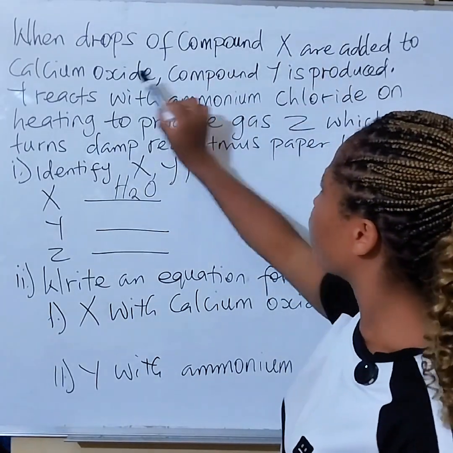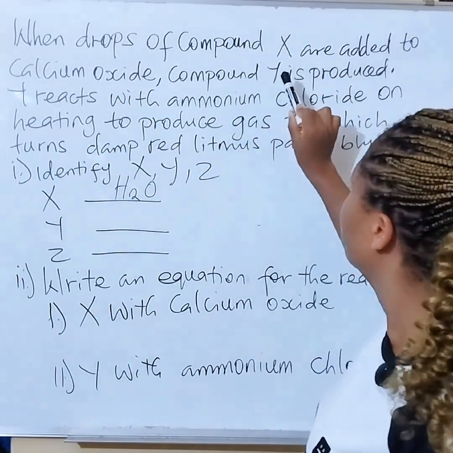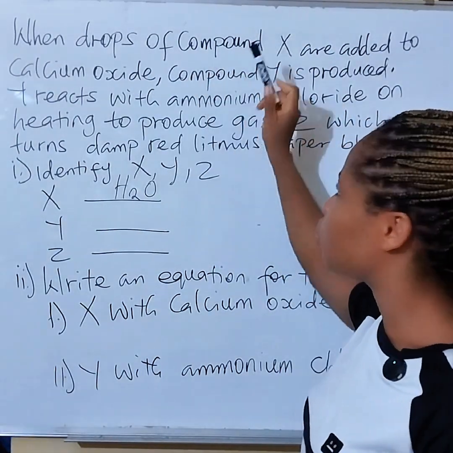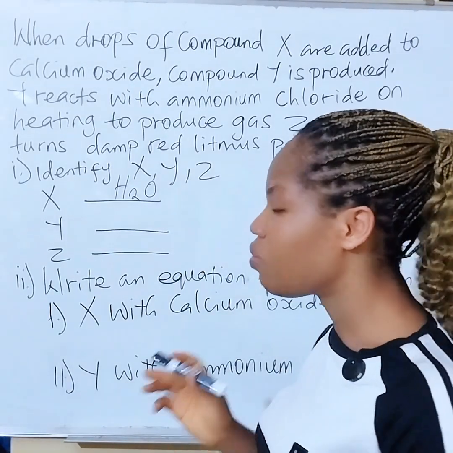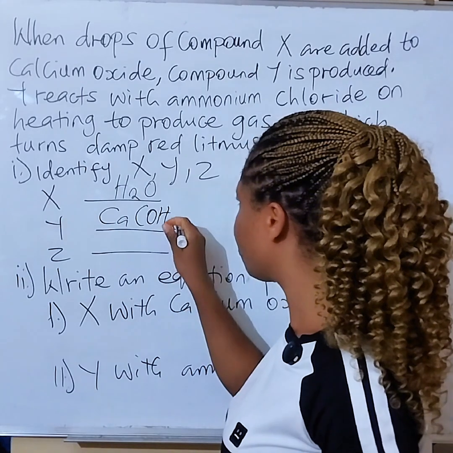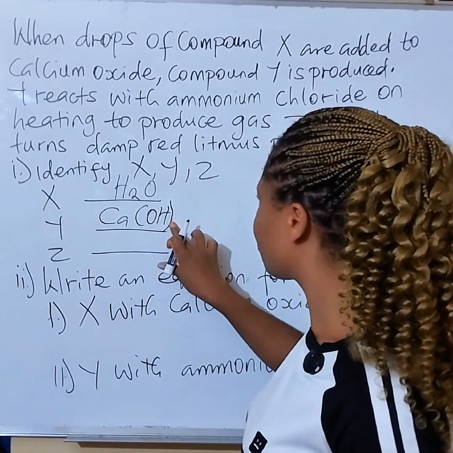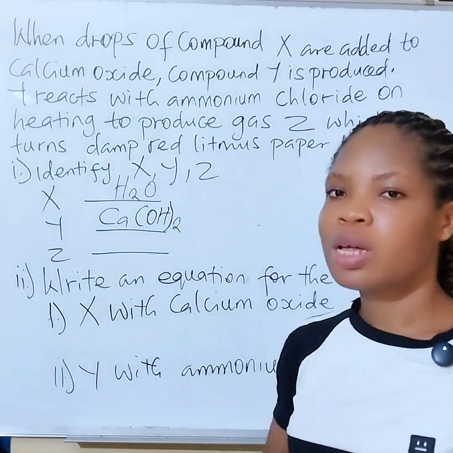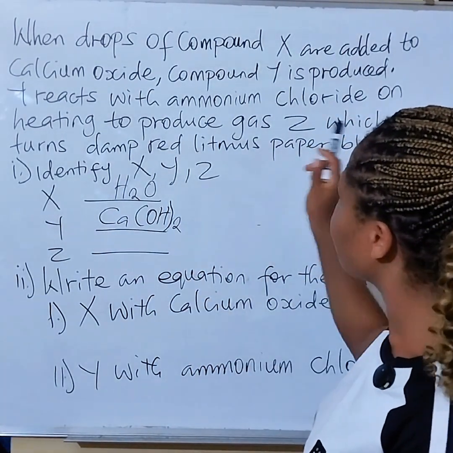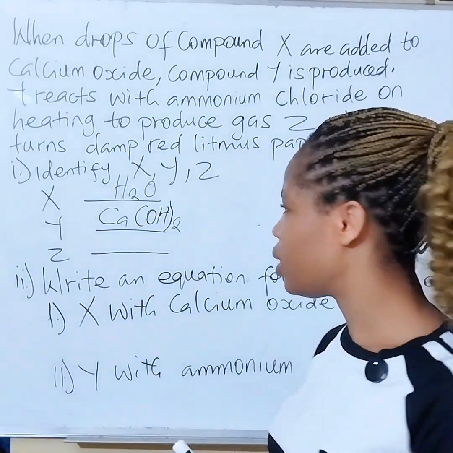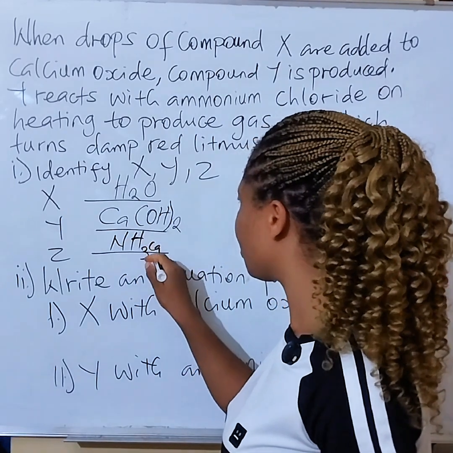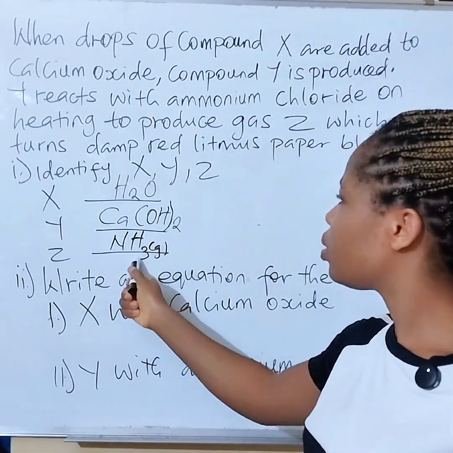Compound Y is produced when compound X is added to calcium oxide. So then this Y, what do you think Y would be? When calcium oxide reacts with water, what is formed in the process? Definitely what will be formed is calcium hydroxide. So this is what is formed, calcium hydroxide. So we now have our X and our Y. Then we already know our gas Z. That was the first gas that we identified. So the gas Z is ammonia gas, NH3 gas.